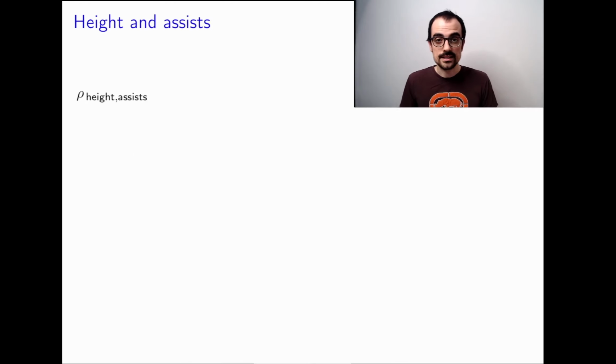Let's do the same for assists. An assist is basically when you pass the ball to someone and that someone scores. Again, try to think for yourself whether height and assists are going to be linearly dependent, and if so, will taller players get more assists or shorter players get more assists?